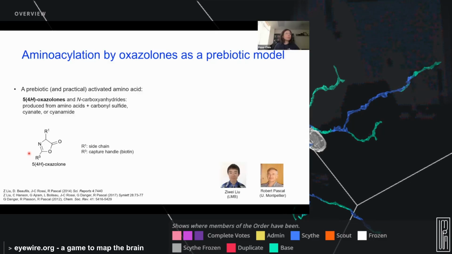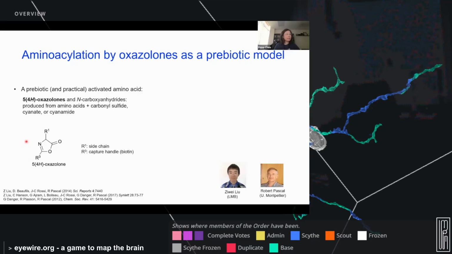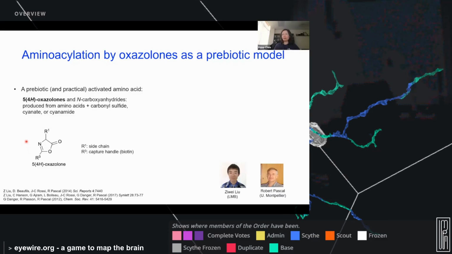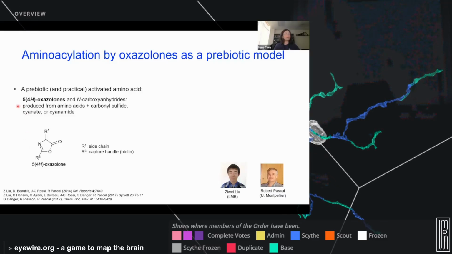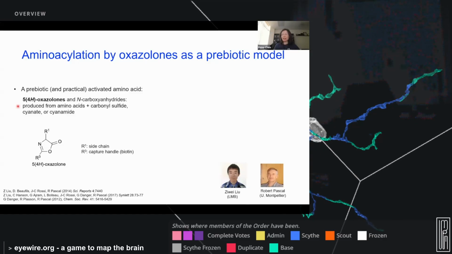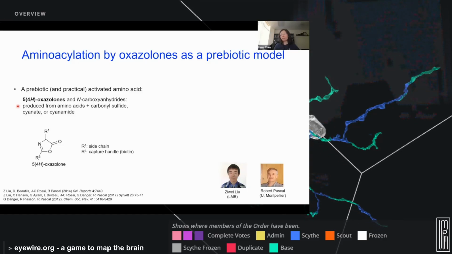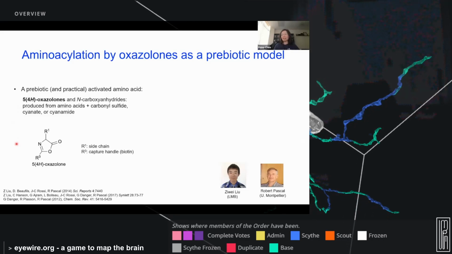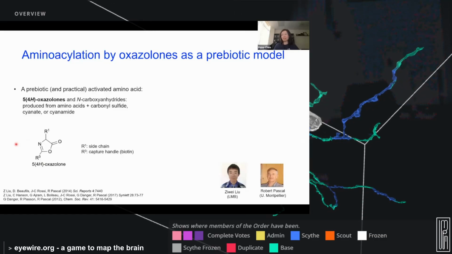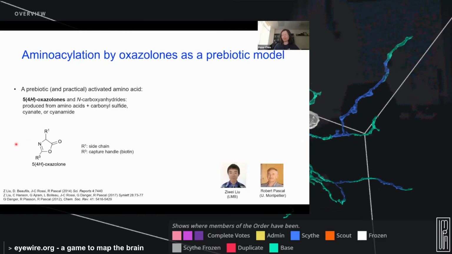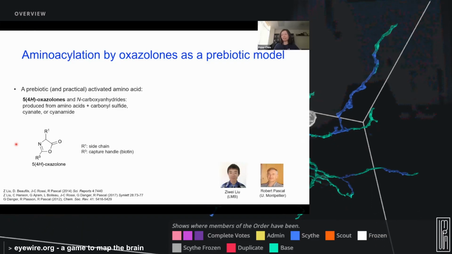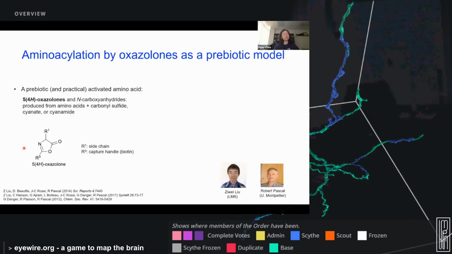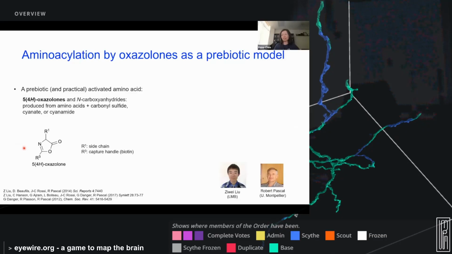They proposed these activated amino acids based on some considerations from prebiotic chemistry, like what molecules were present in volcanic gases and that kind of thing. It was nice from that perspective, but also for us in the lab, because they were stable and had a lifetime significantly longer than adenylates in solution. So we liked these oxazolones for their practical properties as well.